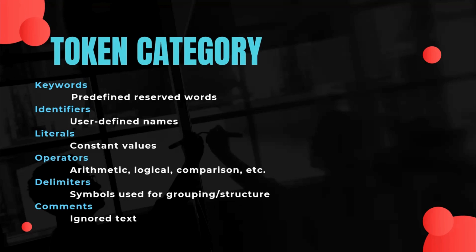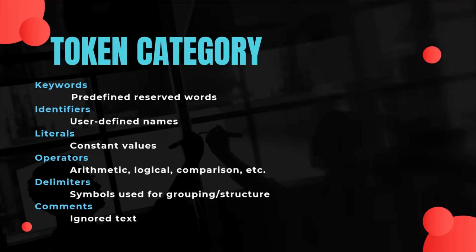Then we have literals. Literals means constant values, fixed values used in the program, like numerical values, integers, strings, boolean values. All these things come under literals. Then we have operators: arithmetic operators, logical operators, comparison operators. Arithmetic operators means addition, subtraction, floor division, percentage. All this comes under arithmetic operators. Logical means and, or, all this comes under logical operators. Then we have comparison operators like greater than, less than.